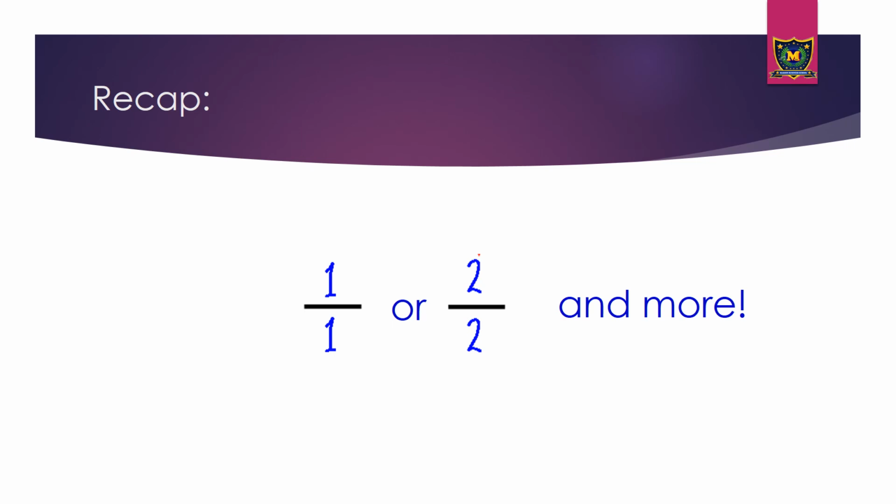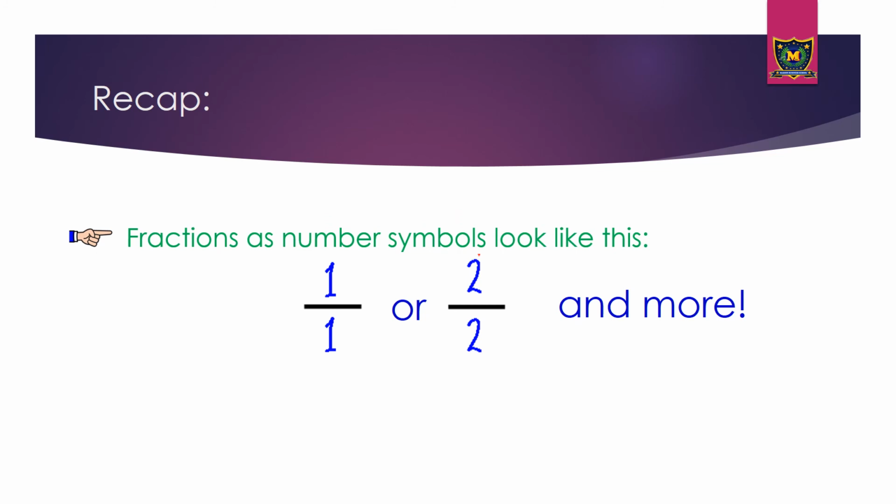So here's the recap for our lesson today. Fractions as number symbols: what you see written, 1 or 2, are the number symbols. They look like this when you write a fraction. 1 on top, meaning the number. This is the example. And then you see the line right there in between the two numbers. That is the symbol of a fraction. And you read it as 1 over 1, or 2 over 2. And a lot more. That's why we did a lot before this page.